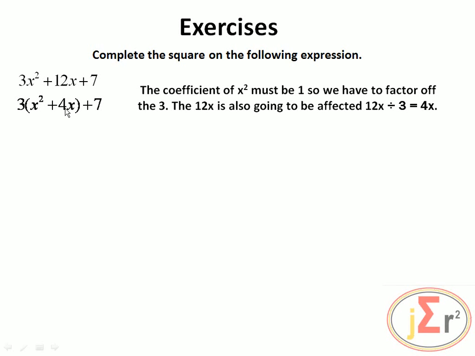Because if we keep the 12x and put it right here, when we expand, we're going to get 3 times x squared is 3x squared. And remember that the 12 was not affected. We put 12x right there, it would be 3 12s, 36, and that is not going to be correct. So if we are going to factor the 3 right here, we will have to say 3 into 3x squared is x squared, and then 3 into 12x is 4x. Because 3 into 12 is 4. So we have to do that.